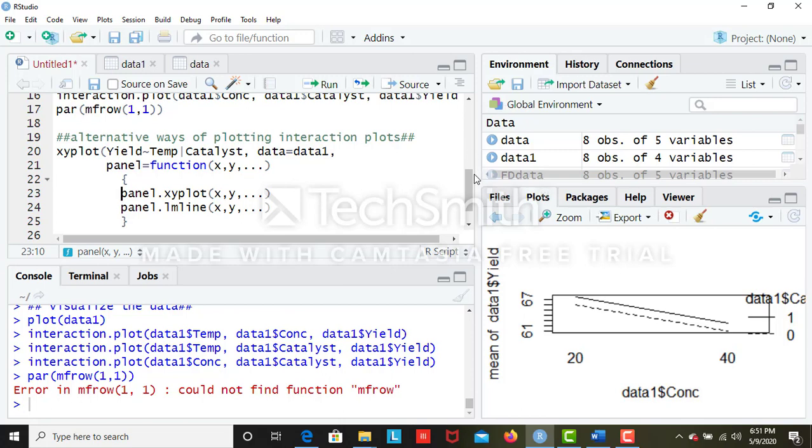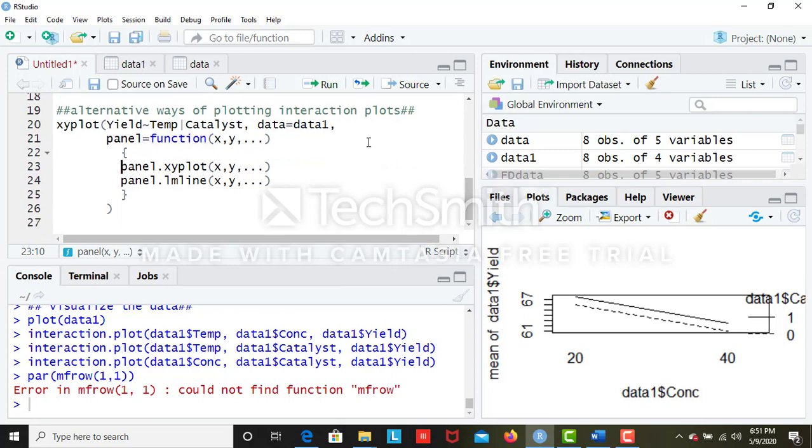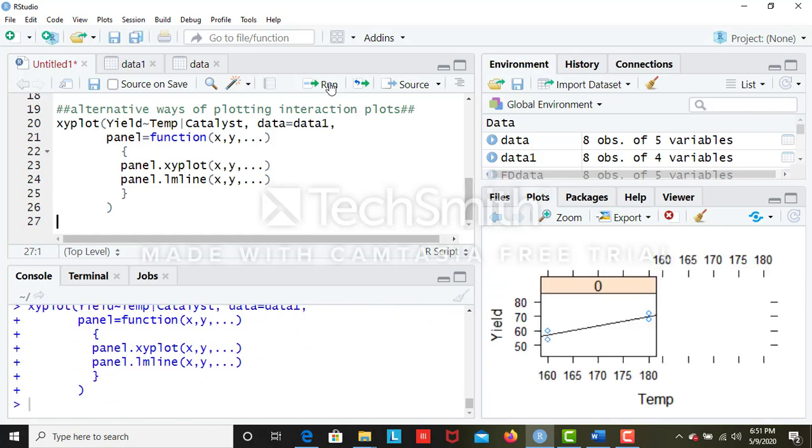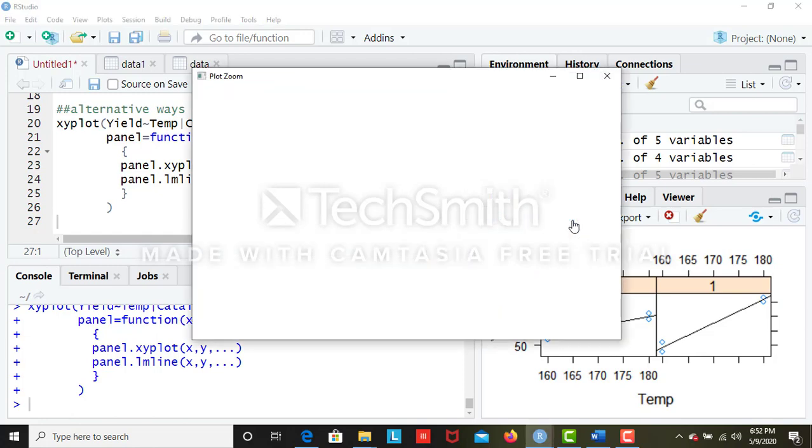Alright, so I have this code here. Let's quickly run this. Alright, so I have this interaction plot. This is another way, or an alternative way, of plotting the interaction plot. So let's look at this closely.